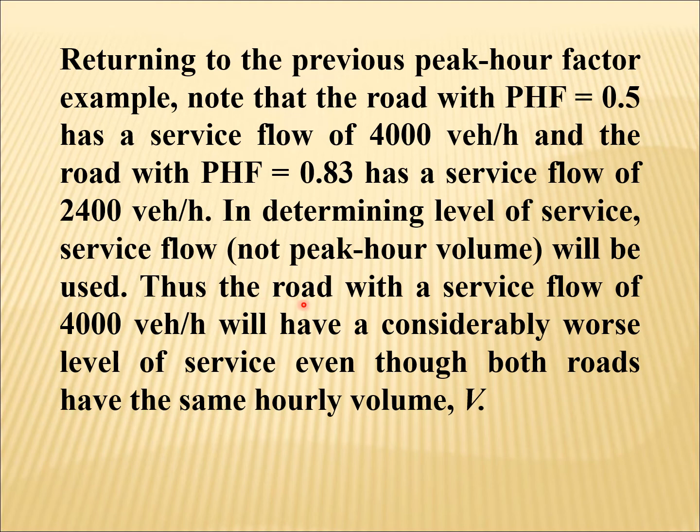Thus, the road with service flow of 4000 vehicles per hour will have a considerably worse level of service, even though both roads have the same hourly volume V. So obviously when you are having more service flow, the level of service will be low. So that's why you can see that the road with the service flow of 4000 vehicles per hour will have a considerably worse level of service, even though both roads have the same hourly volume V.